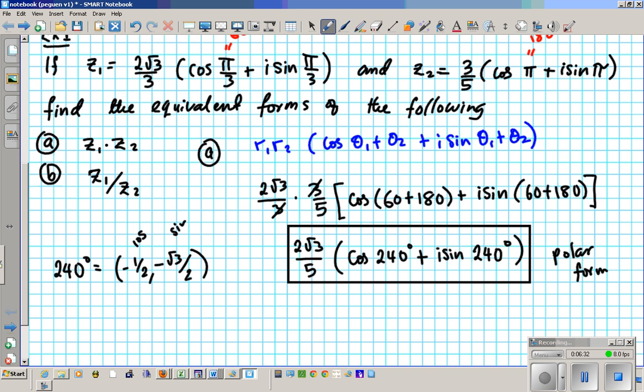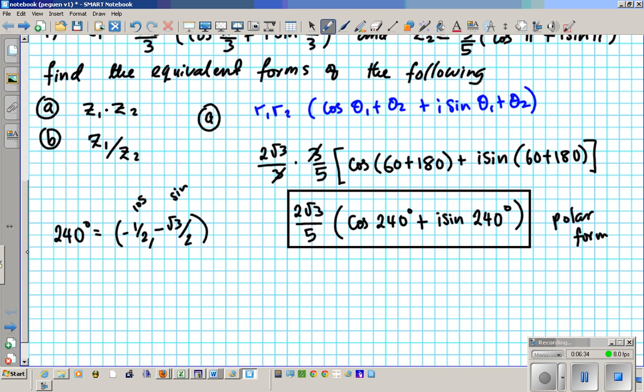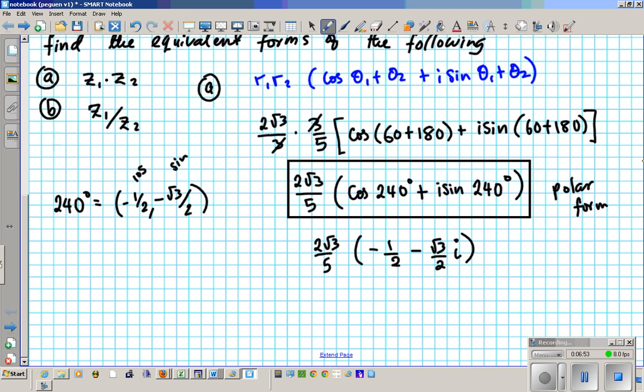So we're going to put them in. We're going to have 2 root 3 over 5 times negative 1/2 minus root 3 over 2 i. We just distribute this number to both of them, and that will give us the final answer. So when we do the distribution, we're going to have 2 root 3 over 10.